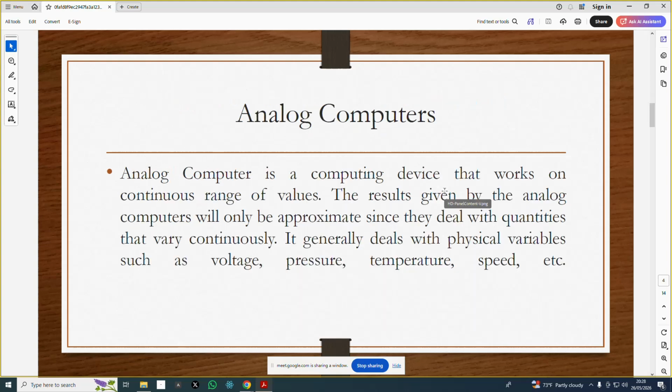And then we talk deeply about analog computers. Analog computers are computing devices that work on a continuous range of values. If you go to an attendant somewhere, they can give you a submeter. That submeter can't delete the previous units. So that's an analog computer. It just keeps on adding, so it works in a continuous range. You can't reverse back. The results given by analog computers are only approximate.